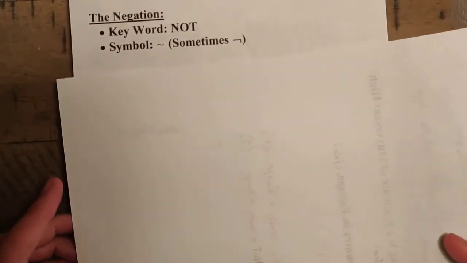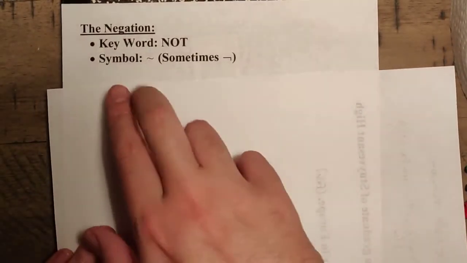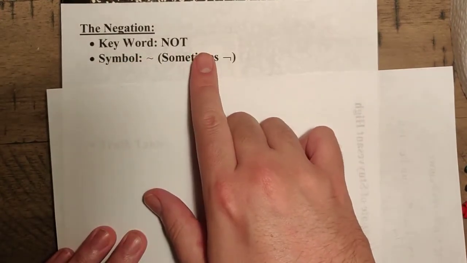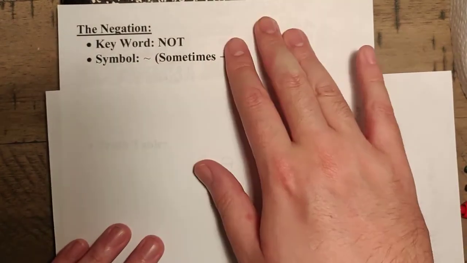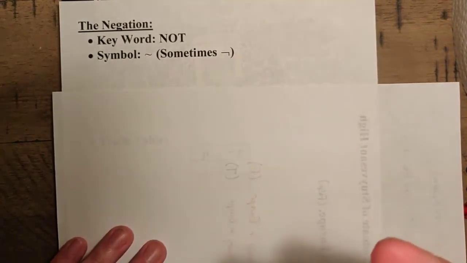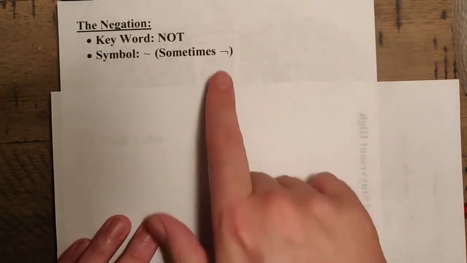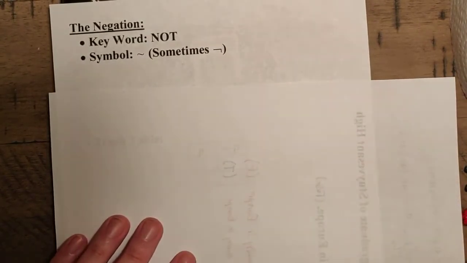So the negation, ladies and gentlemen, looks something like this. The key word is going to be the word "not," N-O-T. We can simply insert it into the sentence to make it grammatically correct, and we express this idea of negating. The symbol for this is going to be the little squiggle. Sometimes, if you look at older textbooks, especially if you're a computer science person, you'll see what looks like a reversed sideways capital L.